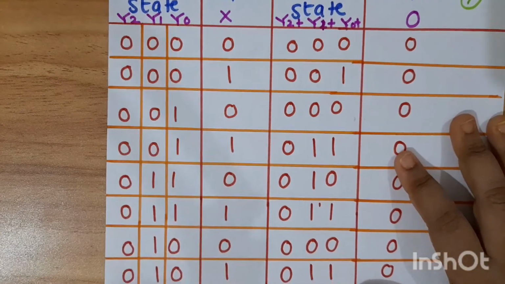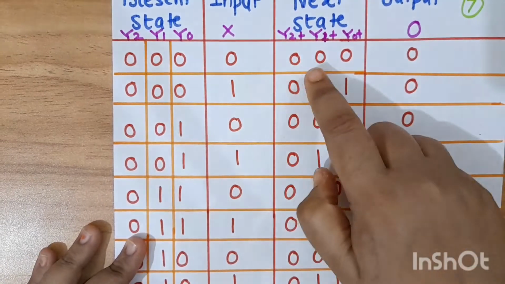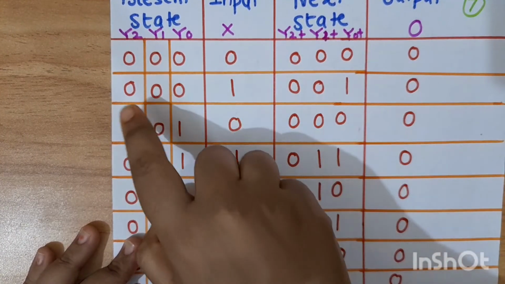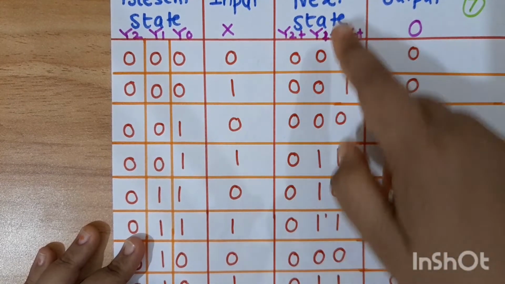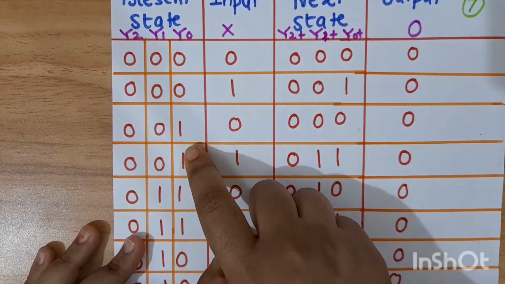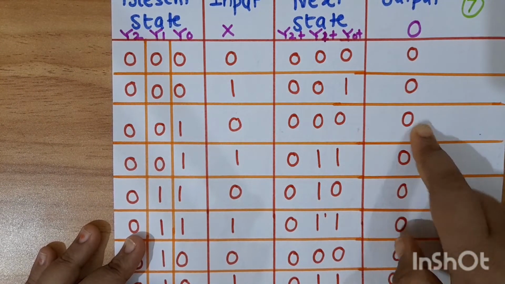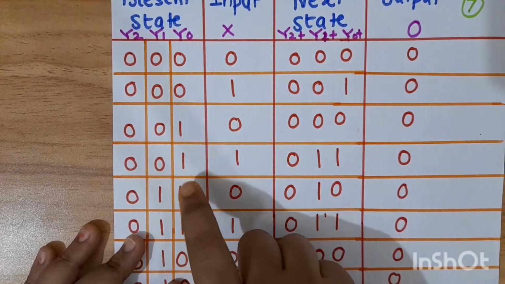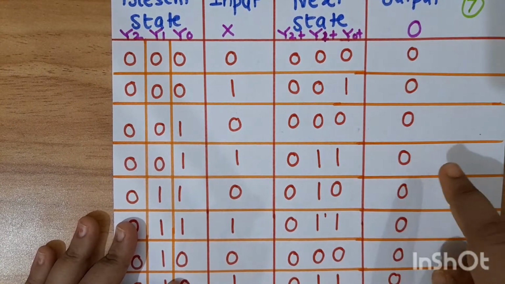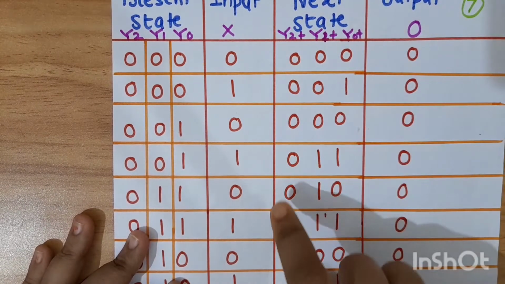You see, improved state table. So present state 0, 0, 0, input 0. Next state is 0, 0, 0. Output is 0. Present state 0, 0, 0, input is 1. Next state is 0, 0, 1. Output is 0. Present state 0, 0, 1, input is 0. Next state is 0, 0, 0. Output is 0. Present state is 0, 0, 1, input is 1. Next state is 0, 1, 1. Output is 0. Present state is 0, 1, 1. Input is 0.